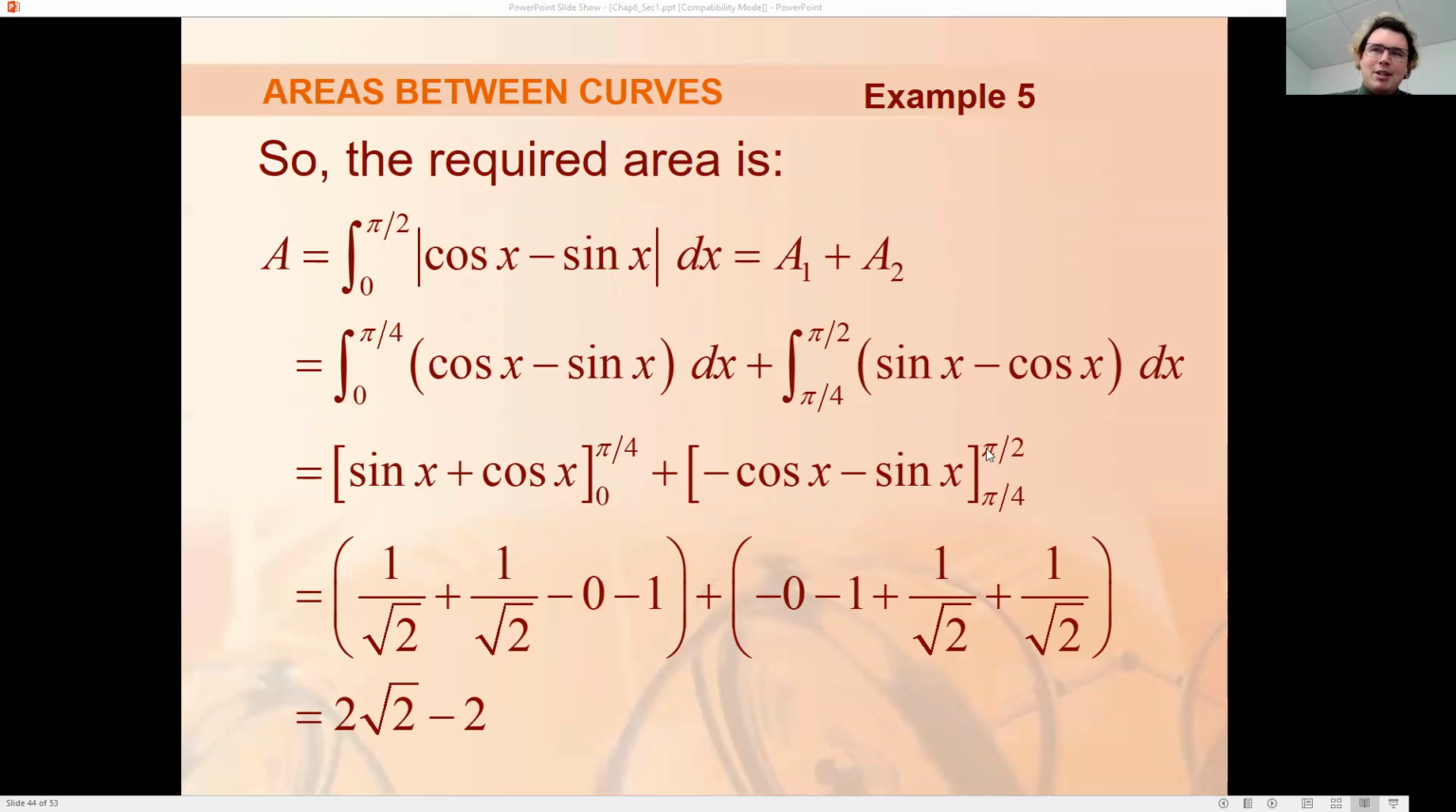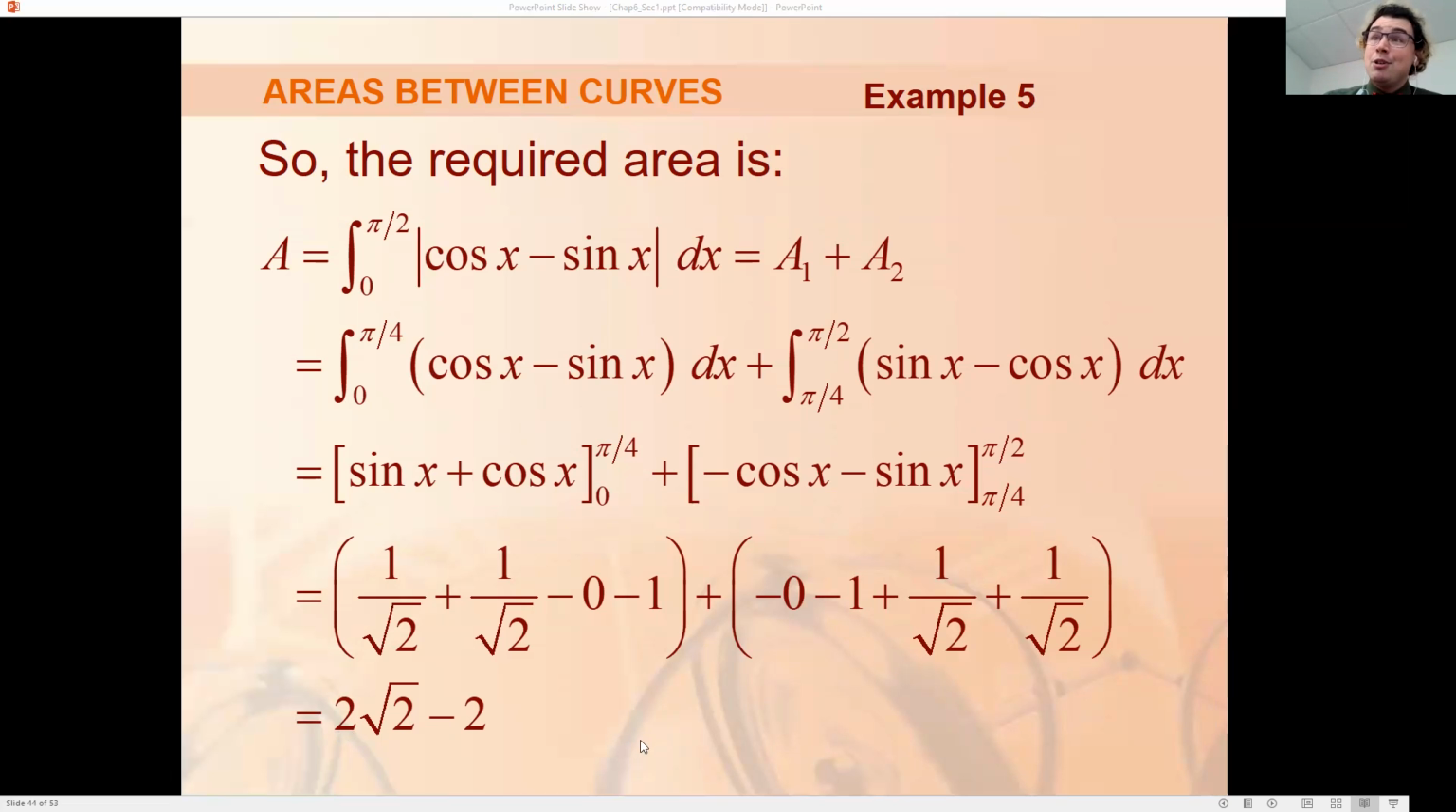The second area integral is the region where sine of x is on top. So I'm integrating sine of x minus cosine of x, again between pi over 4 and pi over 2. I got those coordinates from my picture. Now, each of these functions gives me a very nice antiderivative to work with. I use my fundamental theorem of calculus, and I'm left with twice the square root of 2 minus 2.